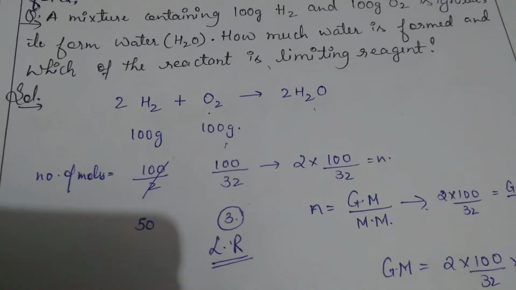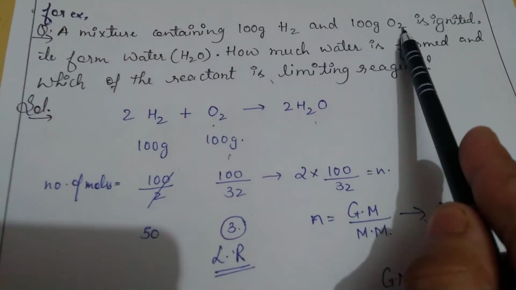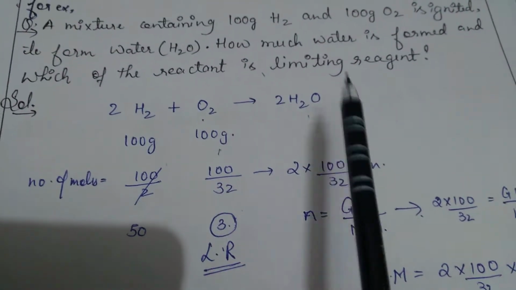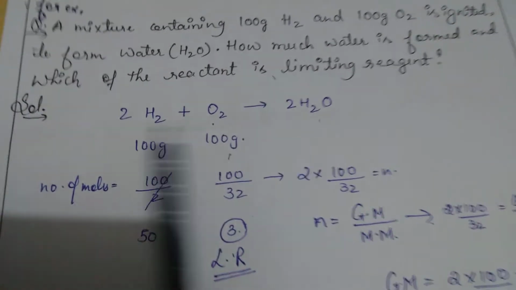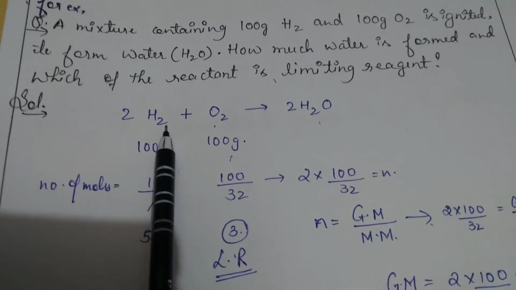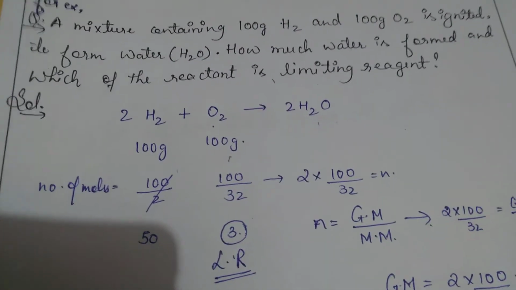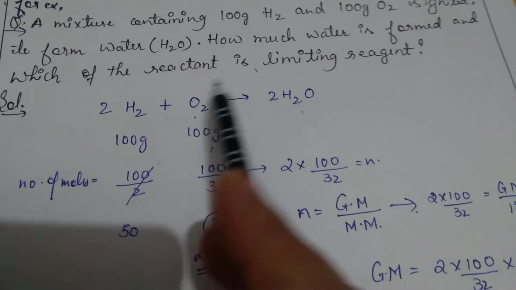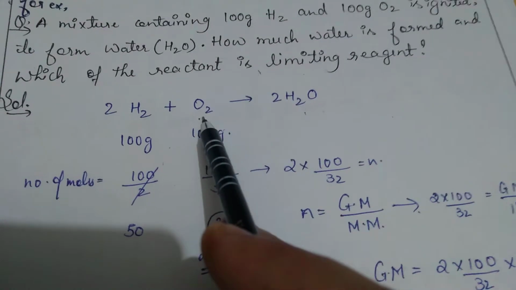How do we have to solve this? See, in this question we have H2 and O2 which are combining to form water. So first we will write the balanced equation. For example, H2 plus O2 gives H2O. When we balance it, we have 2H2 plus O2 gives 2H2O. Okay, this is the reaction we have. Now what is given in the question? 100 gram of H2 is given and 100 gram of O2 is given.